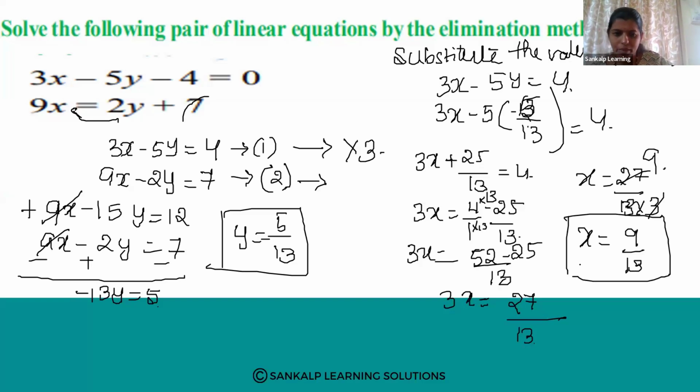X is equal to 9 divided by 13 and y is equal to minus 5 divided by 13. These two are the values of x and y. This is by using elimination method.